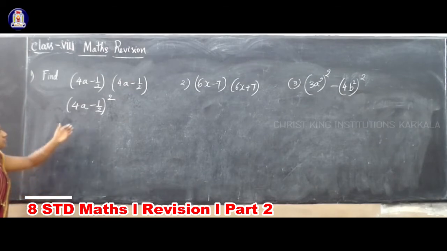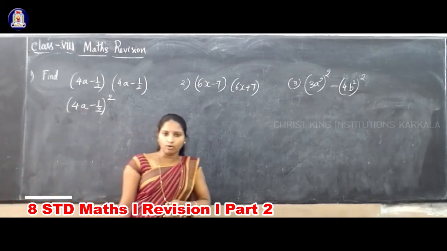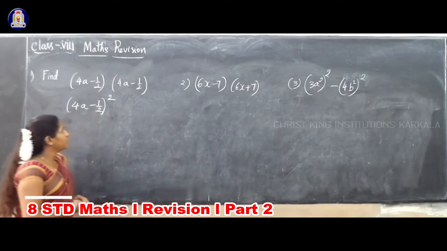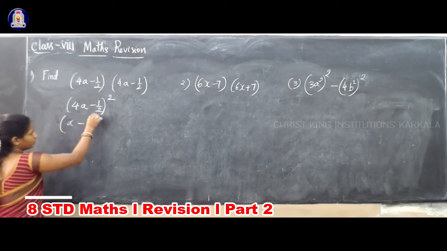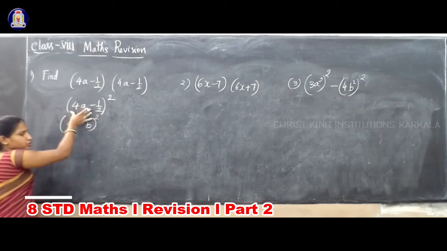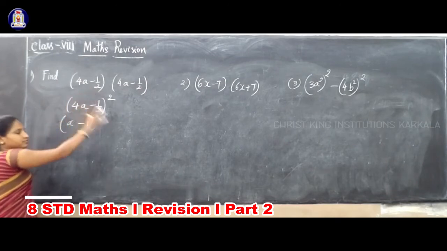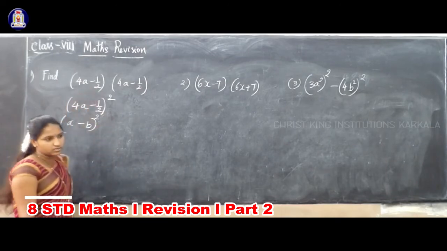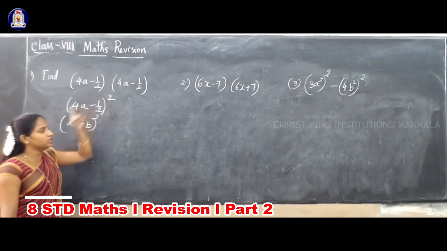So now if you see the question, (4a minus 1 by 2) the whole square is in the form of (a minus b) whole square. Clear? So if you get this type of question, first you have to write the square of this term. That means the same term repeated 2 times. So we can write this as (4a minus 1 by 2) the whole square.